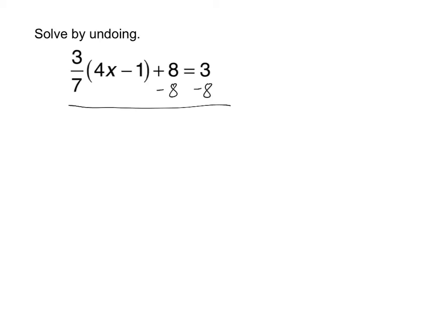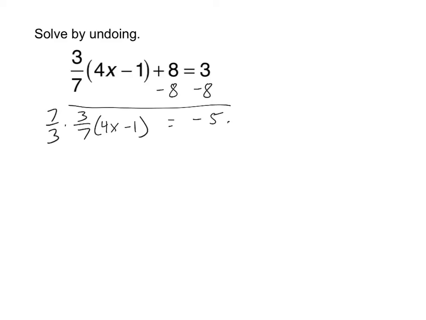I know you're saying, oh, 3 minus 8, negative 5. Negative numbers too. That's okay. Now, here's where the cool thing comes in. If we want to undo multiplying by 3/7, remember a fraction is multiply the top, divide the bottom. So to undo that, we've got to multiply by the bottom and divide by the top. So we're going to be multiplying by 7 over 3.